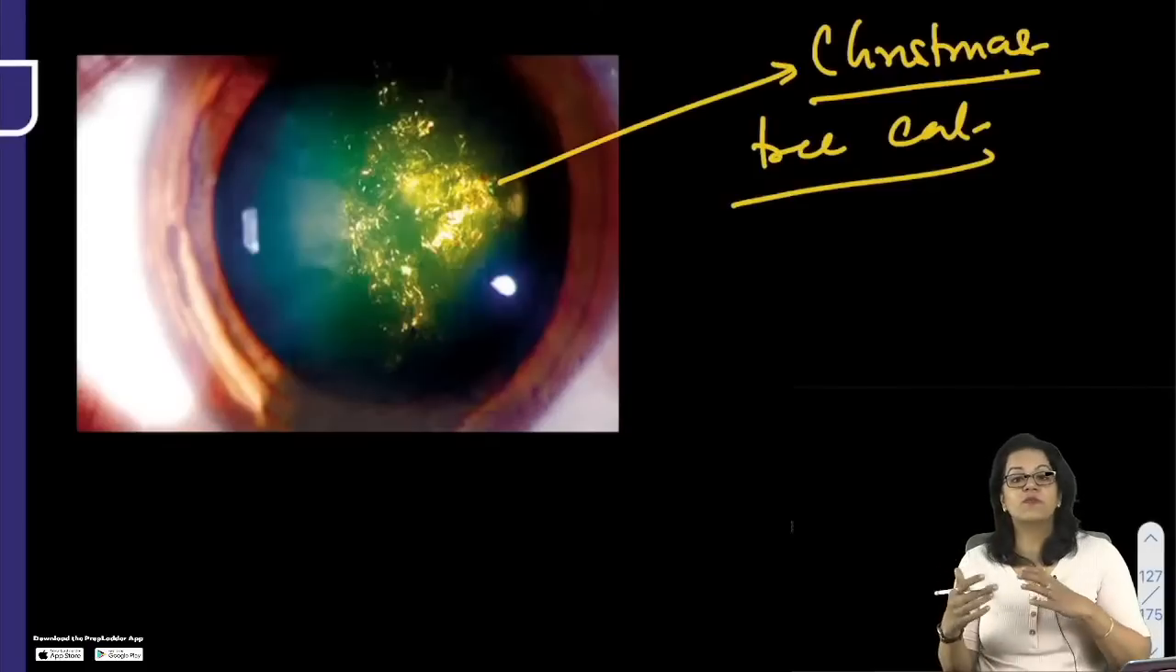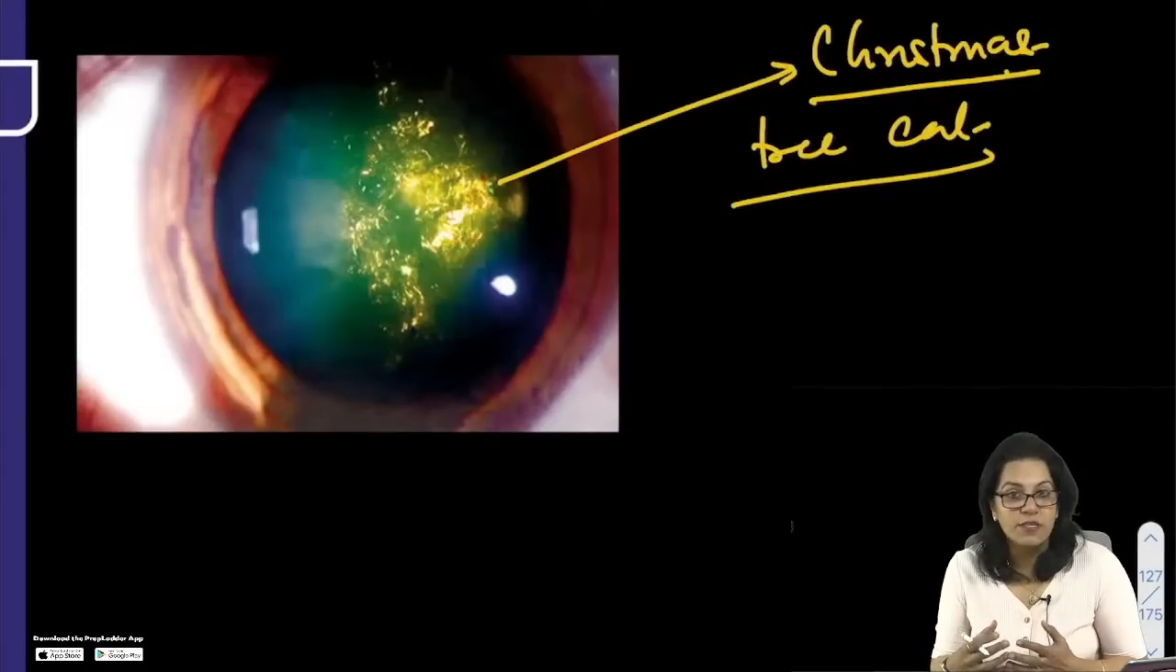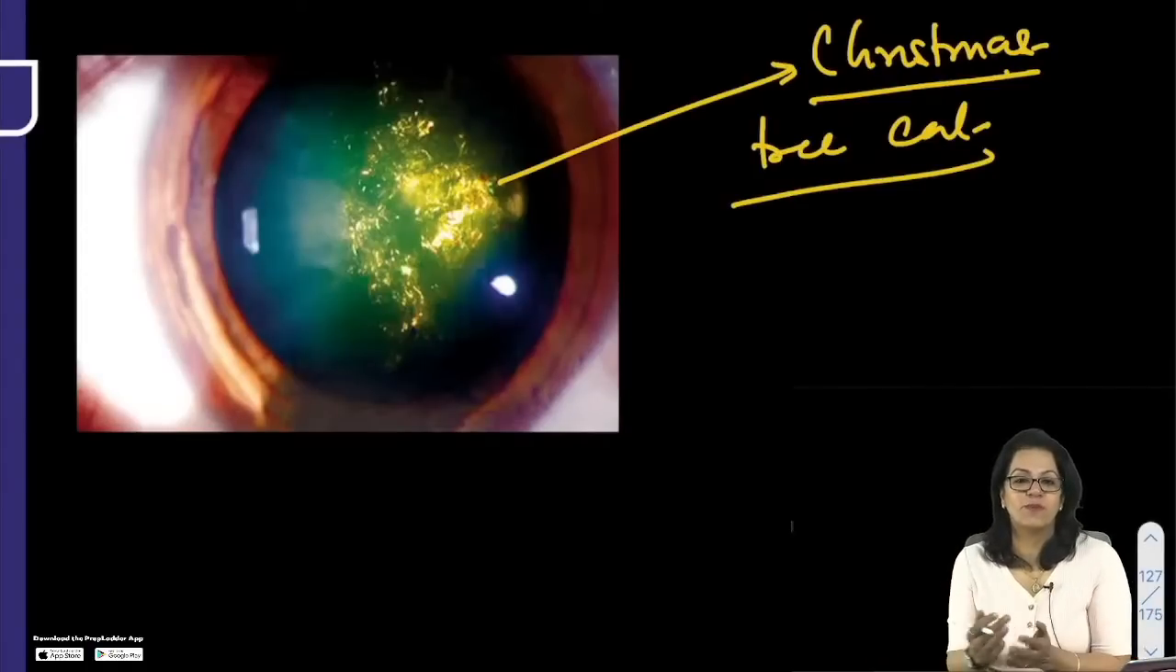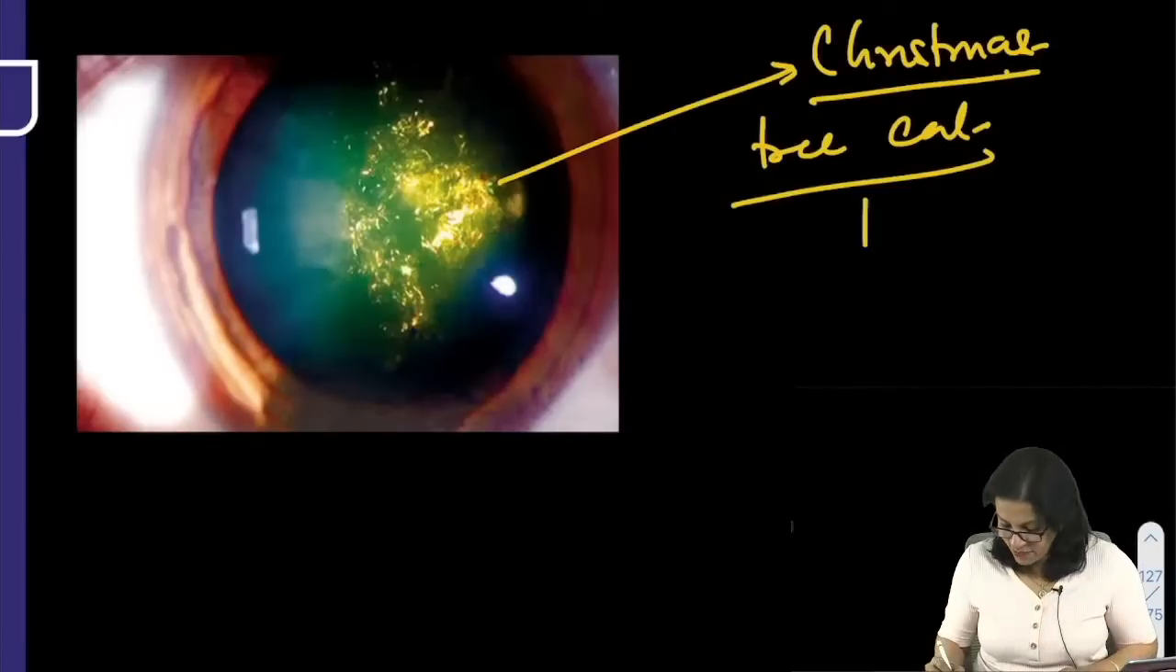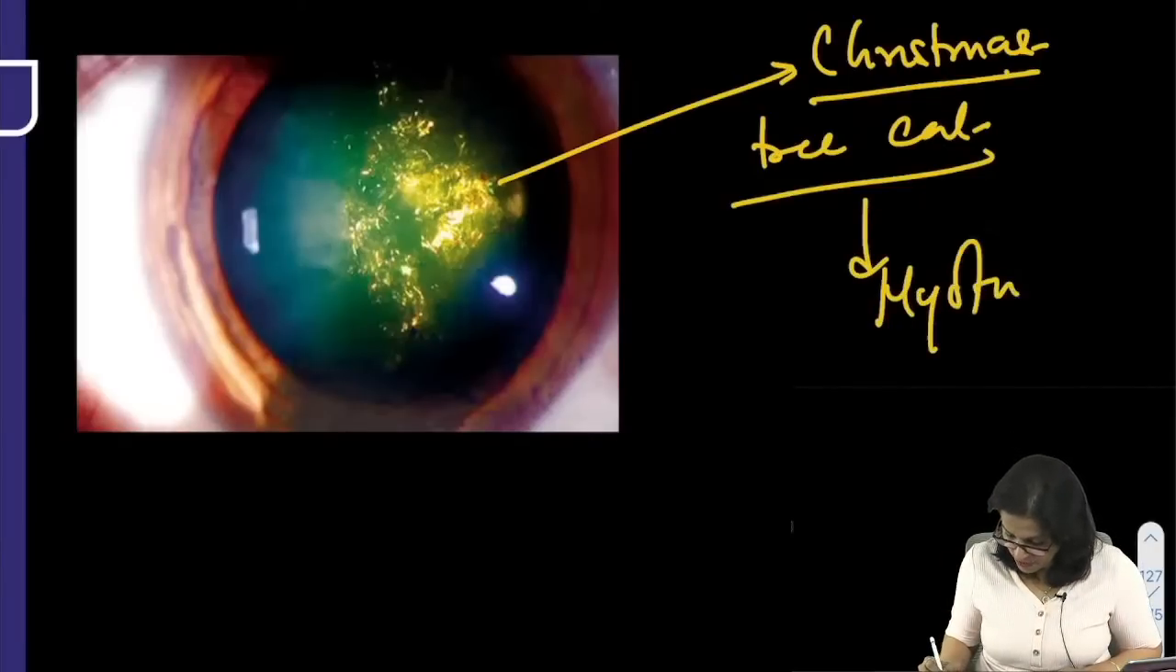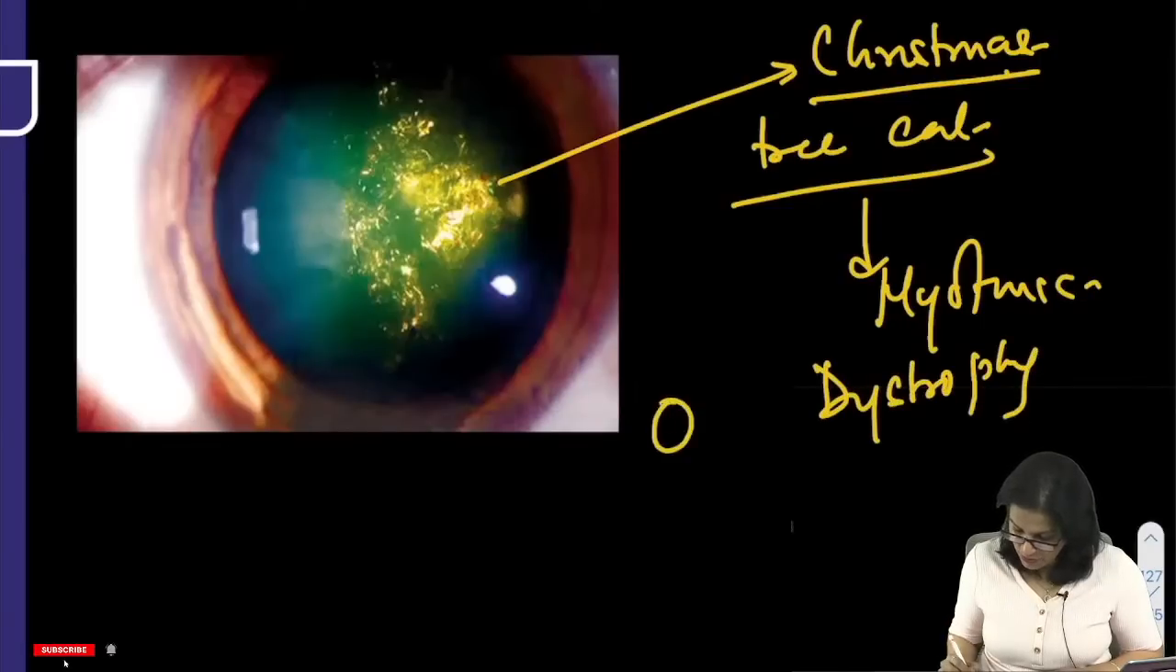Now you may sometimes get confused with the polychromatic luster, but of course the background history will always support you, and other findings will help you to know. Where do you get Christmas tree cataract? We all know, myotonic dystrophy. It's an important exam question, you should remember this.